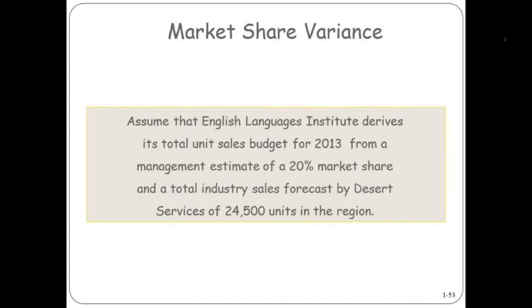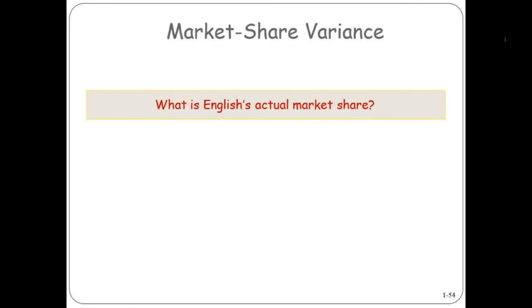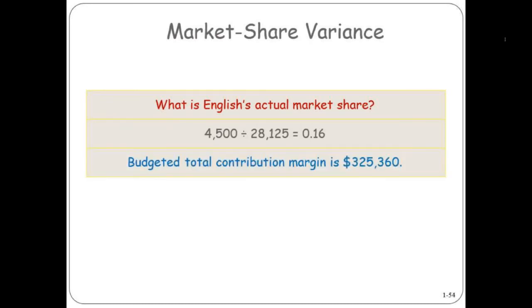Market share variance. You expect to have 20% of the market based upon your understanding of the market, and the expectation is that within this region, the entire market was 24,500 units. In fact, the market was much bigger than you expected. So you had a bad year and the market was growing. Right? So we have a problem. I think just by seeing these numbers, we can guess that we have a market share problem, that our market share will be less than the actual market. So our actual market share was 16%, not the 20% we expected. So we do the variance analysis there.